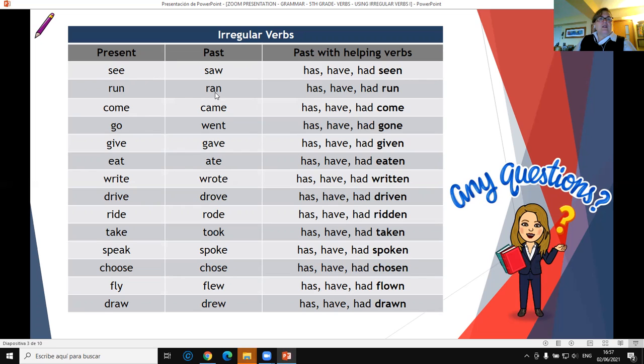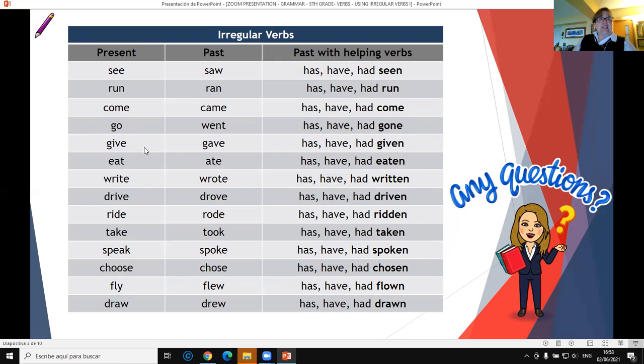Another verb, run. The past is ran. And for has, have, or had, we use run again. For the verb come, the past is came with an A after the C, C-A-M-E. And if you use has, have, or had, you say come, as in the present, okay? For the verb go, the past is went, totally different spelling. And with helping verbs, we say gone, so it's different too.